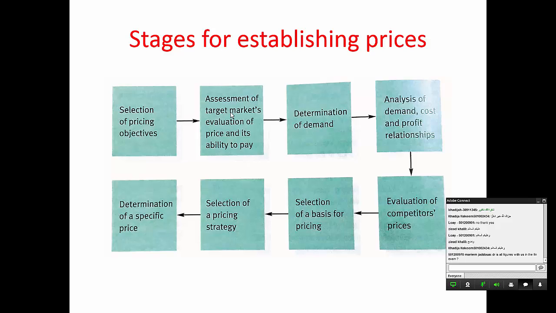The next point is related to the selection of a pricing strategy. But here I want to tell you something. The pricing strategy and the basis for pricing are related steps, related processes. That means you first need to select the pricing strategy, and then you need to choose which pricing base is better for this strategy. Those 2 steps are related to each other. And finally, you determine your specific price based on the previous criteria.